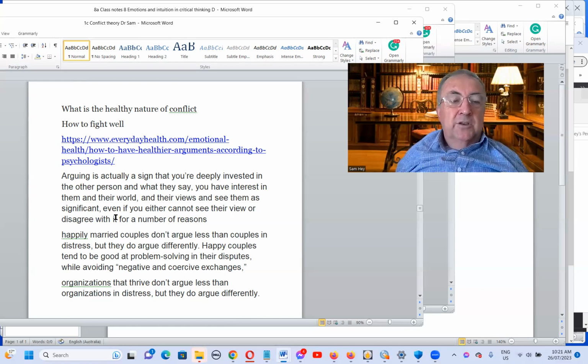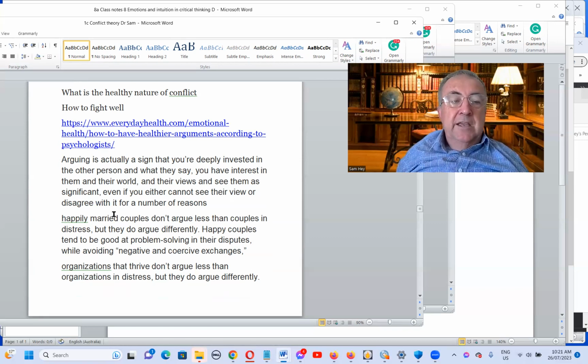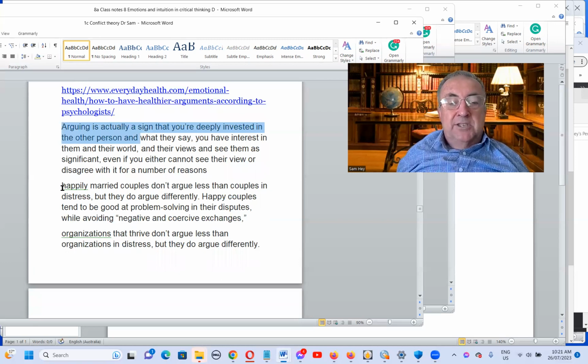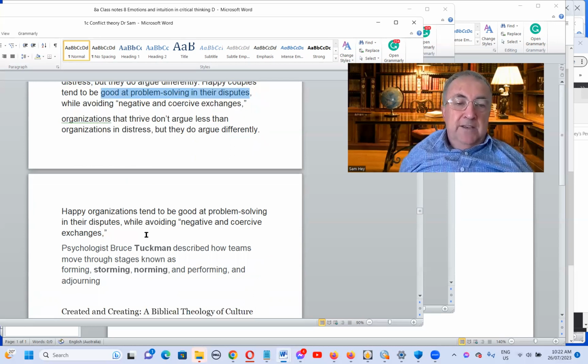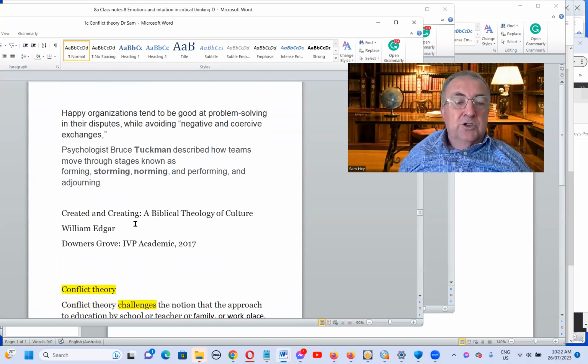How to fight well. Psychologists can provide us with insights that arguing can be a sign that you're deeply invested in the issue. Happily married couples, they say, don't argue less than couples with distress, but they argue differently. That is, they're good problem solvers. They're good at working through the different viewpoints, because every two or more people are going to have different viewpoints and be invested in different resources that they value in different ways. And organisations that thrive also don't argue less, but they argue differently, working towards common goals.